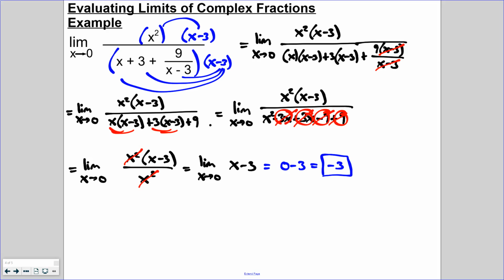All right, so let's take a look at one more. And we're going to look at this last one because it just looks very scary. And there is an algebraic technique we need to talk about.